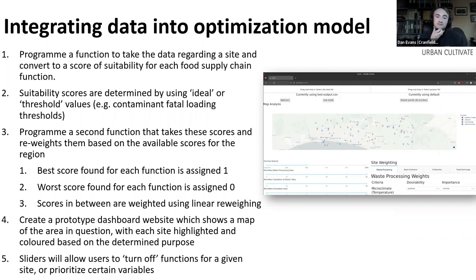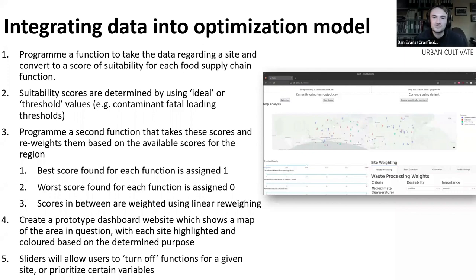The second function takes the suitability scores and re-weights them based on the available score in the region. If you can picture the cluster, we might have 5 or 6 sites. One of the sites will have the best score for food exchange. Another one of those sites might have the worst score, and so these are assigned accordingly. And what we have there then is, let's say, the most optimal configuration of the sites against each of the food supply chain functions.